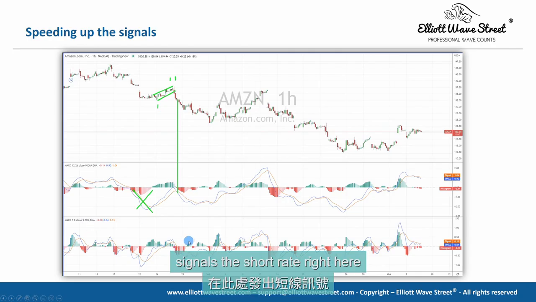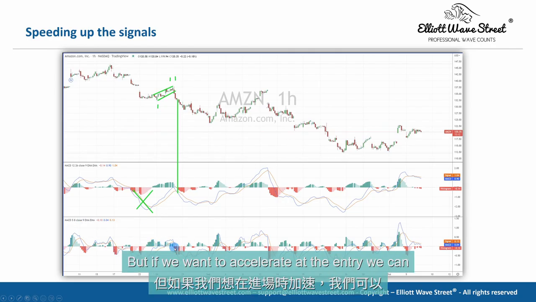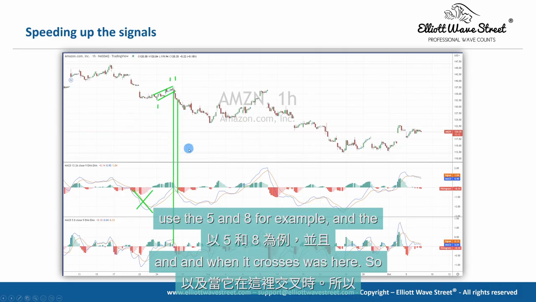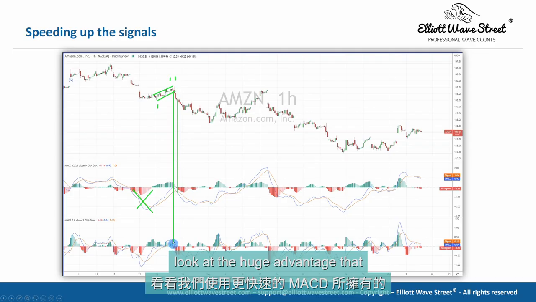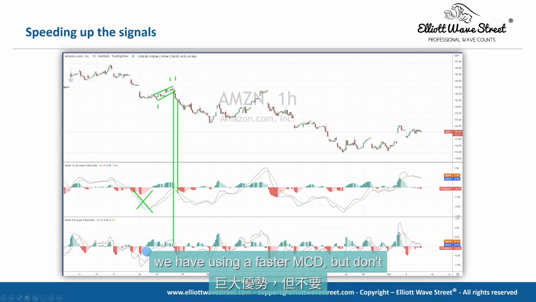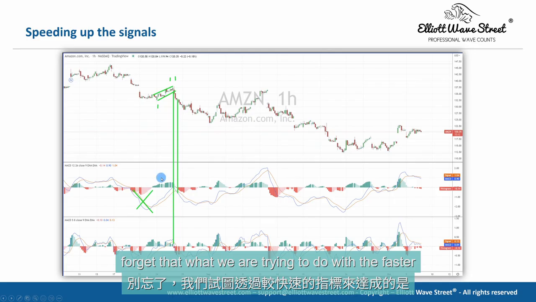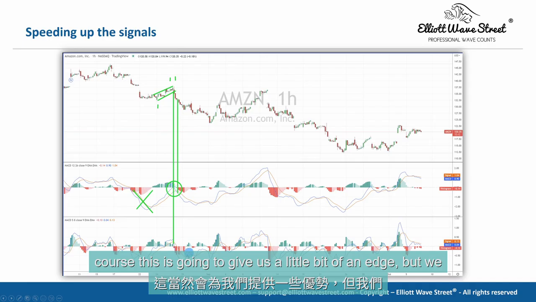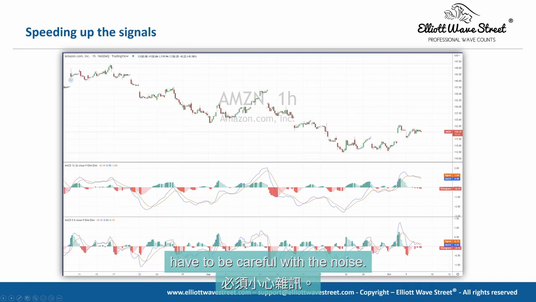But if we want to accelerate the entry, we can use the 5 and 8, for example, and when it crosses was here. So look at the huge advantage that we have using a faster MACD. But don't forget that what we are trying to do with the faster MACD is anticipate the signals on the 12.26. So of course, this is going to give us a little bit of an edge, but we have to be careful with the noise.